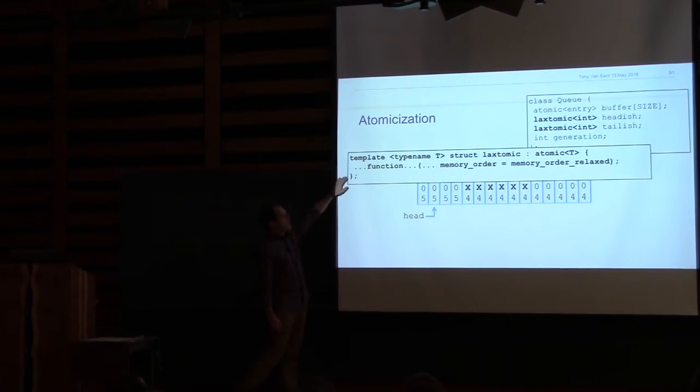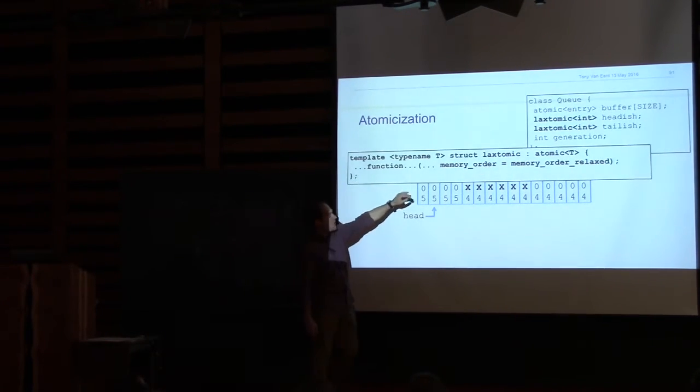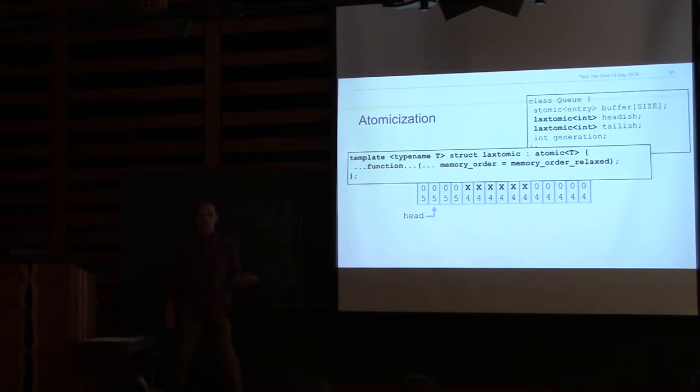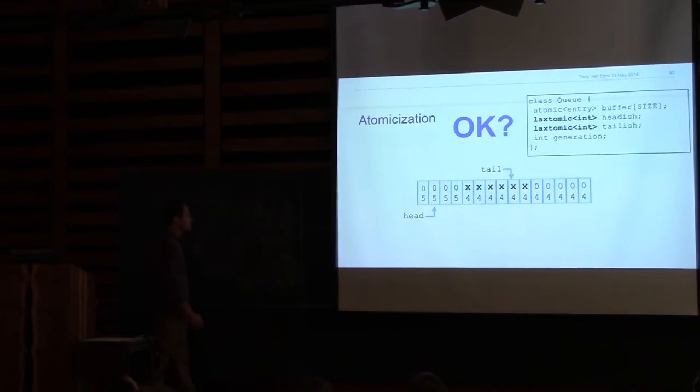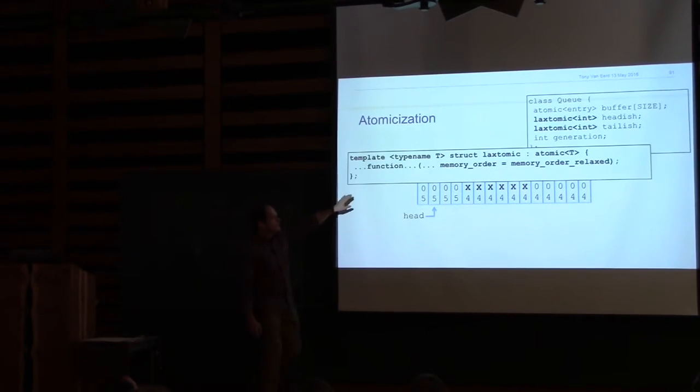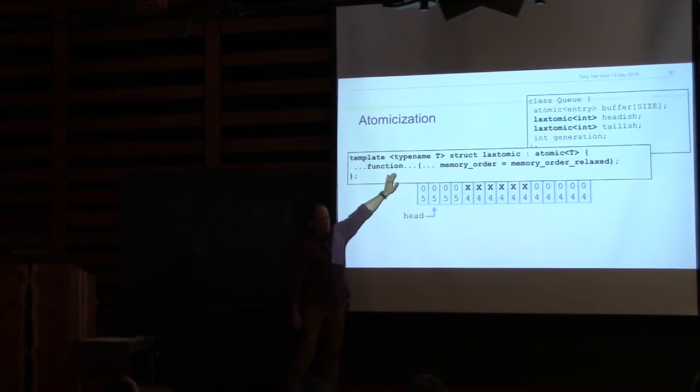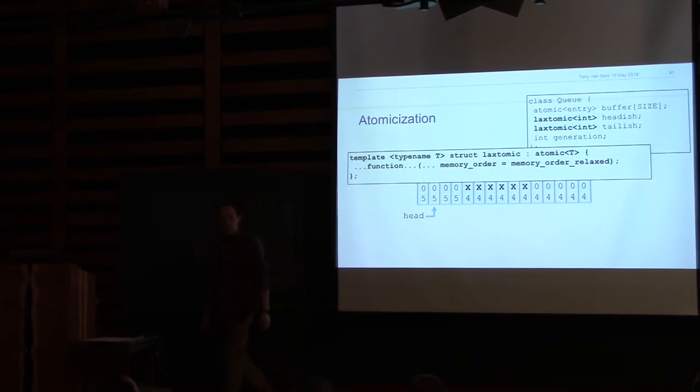But this class is exactly the same as an atomic, except every single function is going to default to relaxed. So I don't have to type relaxed all over my slides, basically. I don't know if I'd actually ever implement that class because it's too dangerous, but it's really good for slides. So the question is, is this okay if head and tail are always using relaxed atomics? There might be a case where in one spot you could use a stronger atomic, but by default, they're going to use relaxed atomics.